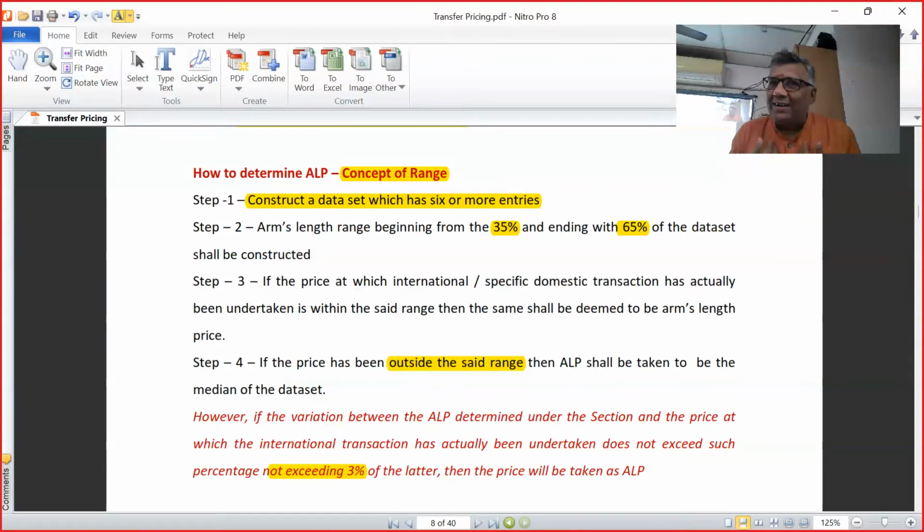The stamp value is 110%. There can be a 10% tolerance. I have to sell it for 1 lakh. I have sold it for 1 lakh, but the stamp value is 1,05,000. A tolerance of 5% is acceptable, and up to 10% tolerance is acceptable. Here, in ALP, the tolerance is 3%.